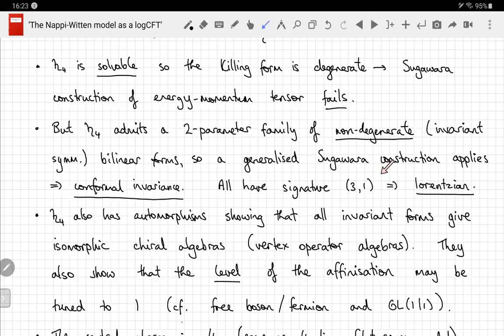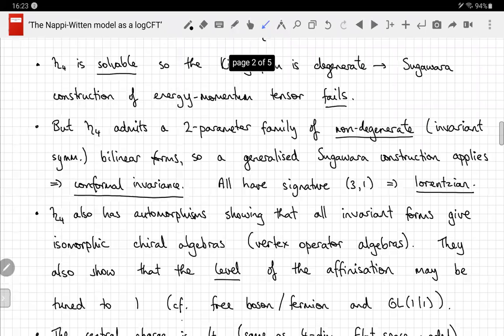It turns out that all of these bilinear forms, when you look at the real Lie algebra, have signature 3-1. That suggests that you're going to be working with a Lorentzian target space, which kind of makes sense, right? We've got 4 dimensions, we've got Lorentzian signature. You can see why Nappi and Witten thought that this might be a useful model to look at.